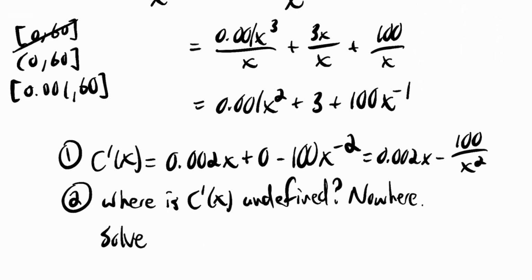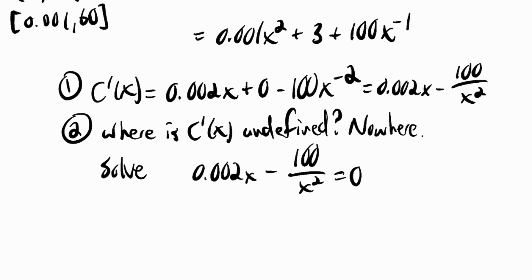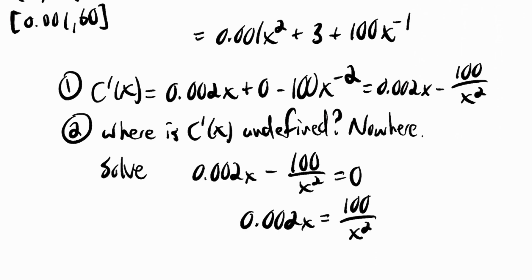So I'll set the derivative, 0.002x minus 100 over x squared, equal to 0. Okay. And then there's probably several ways to solve this. I think it'll be easiest if we add 100 over x squared to both sides. So 0.002x equals 100 over x squared.